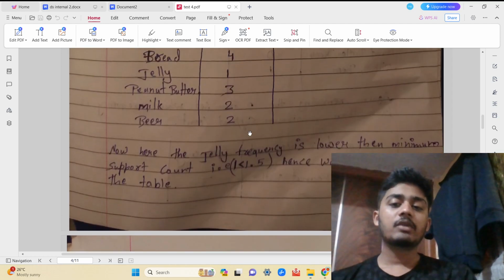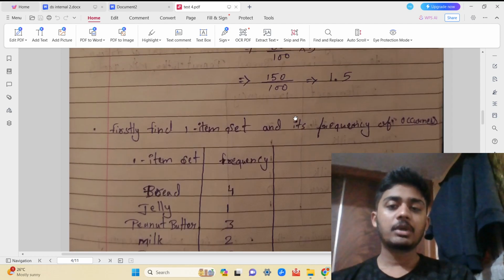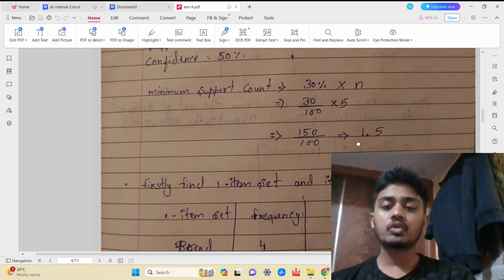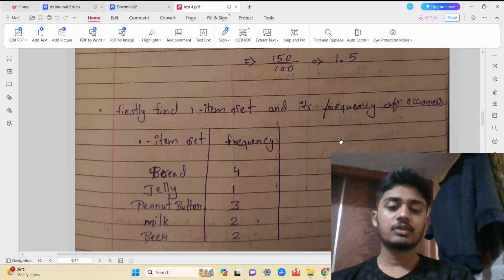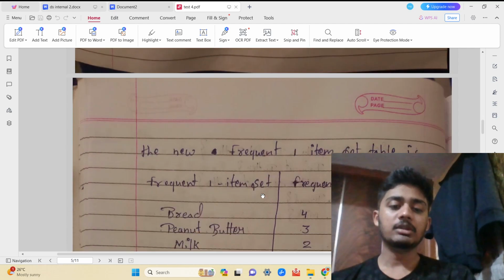Now here the jelly frequency is lower than the minimum support count. You can see that jelly is 1, but in this value we have calculated that the minimum support count should be 1.5 or greater than 1.5. So this does not meet, so we will discard jelly from this table.